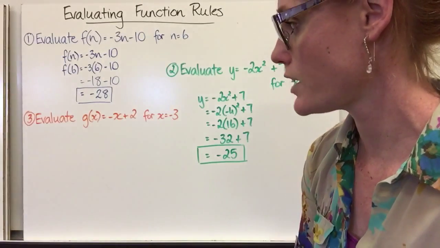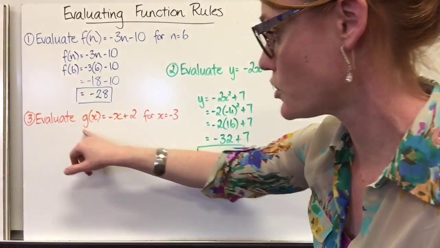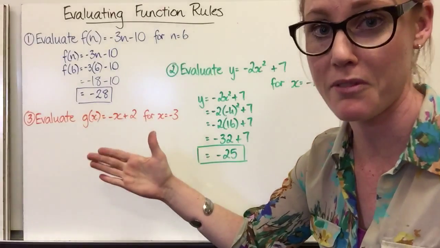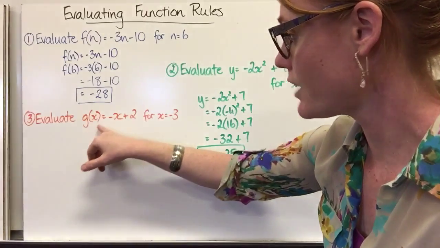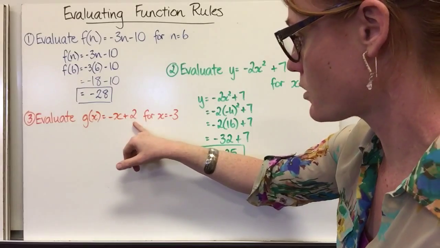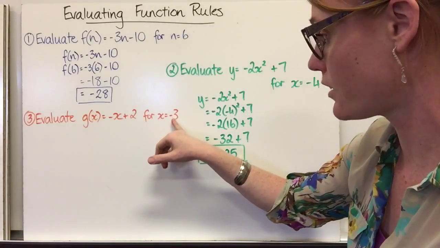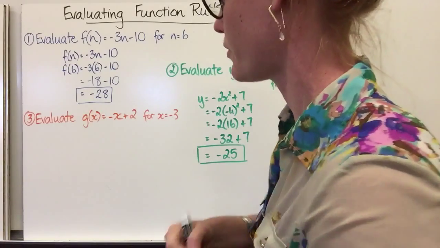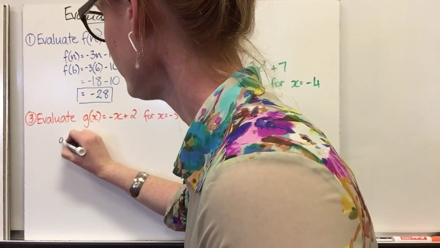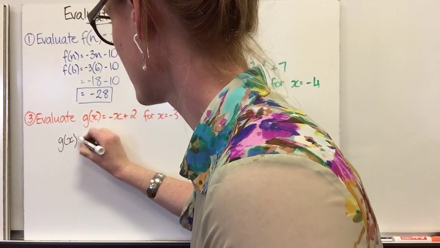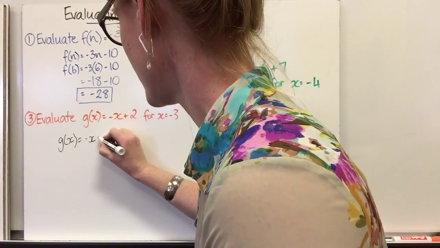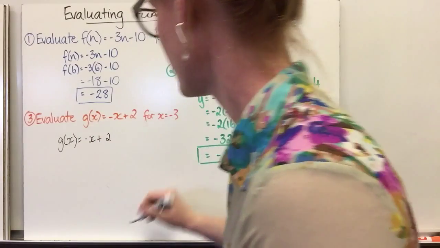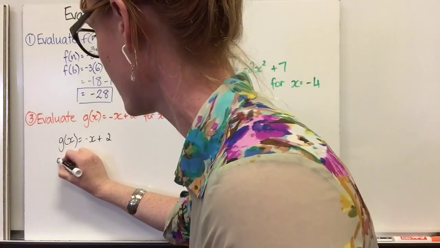So let's have a look over here. We're going to evaluate g of x, which is just another form of function notation. g of x equals negative x plus 2 for x equals negative 3. So anytime we see x, we're going to plug in negative 3. So g of x equals negative x plus 2. We're going to plug in negative 3.